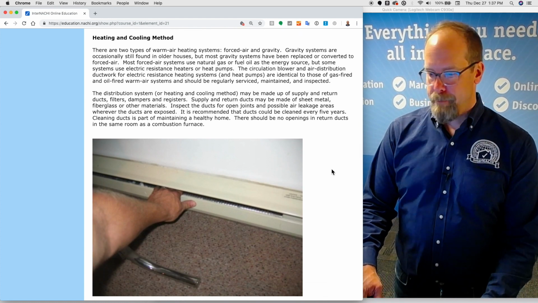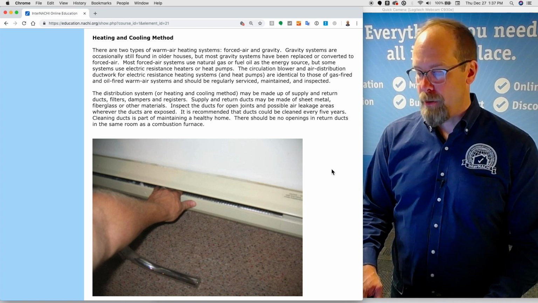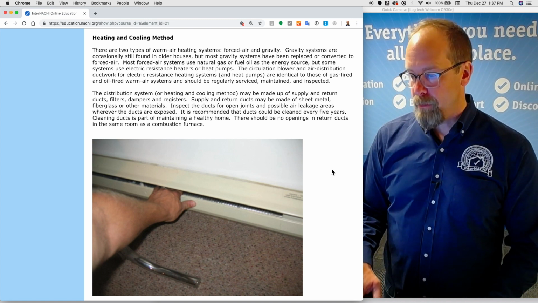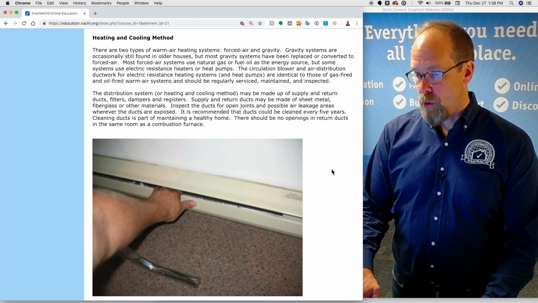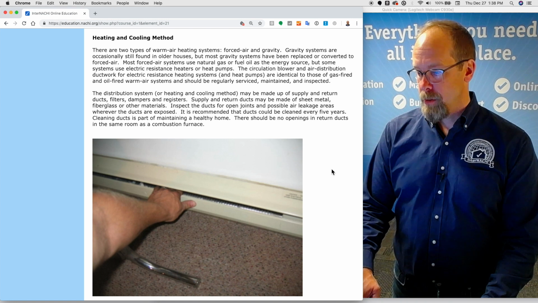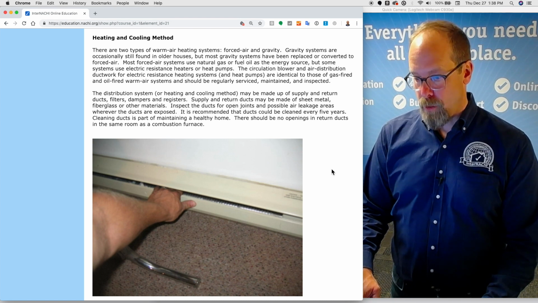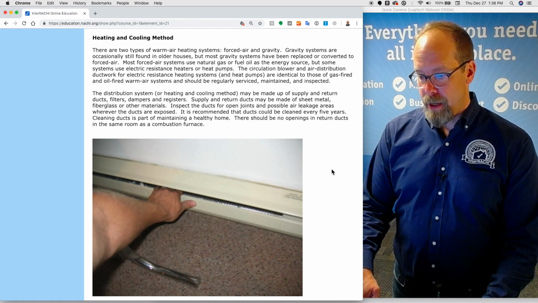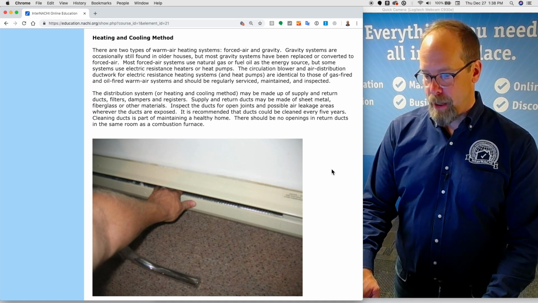Heating and cooling method. There are two types of warm air heating systems, forced air and gravity. Gravity systems are occasionally still found in very old homes, but most gravity systems have been replaced or converted to forced air. Most forced air systems use natural gas or fuel oil as the energy source, but some use electric resistance heaters or heat pumps. The circulation blower and air distribution ductwork for electric resistance heating systems and heat pumps are identical to those of gas-fired and oil-fired warm air systems and should be regularly serviced, maintained, and inspected.